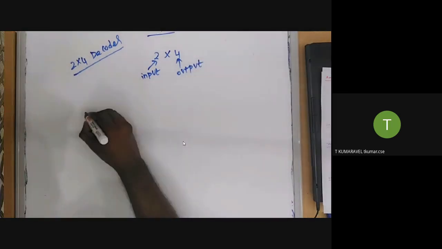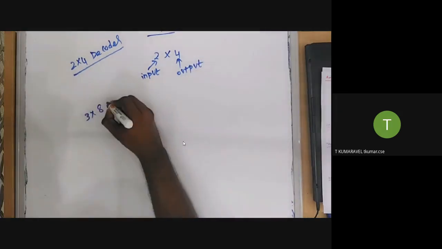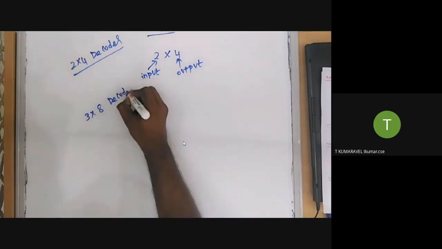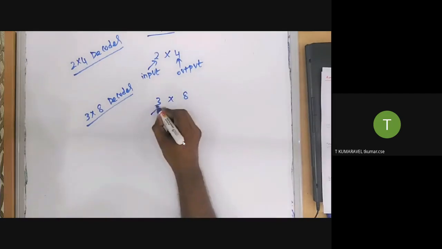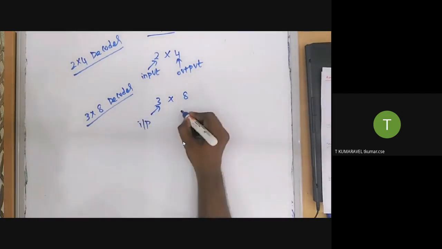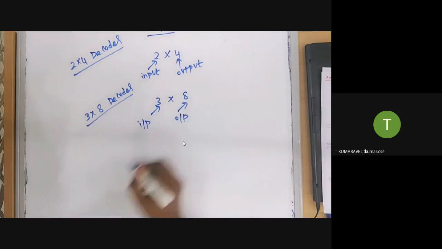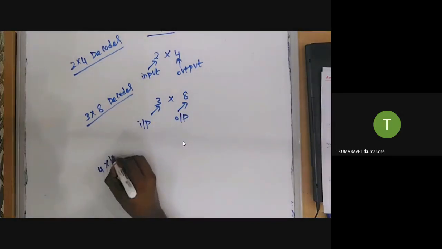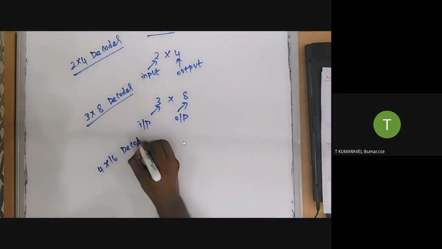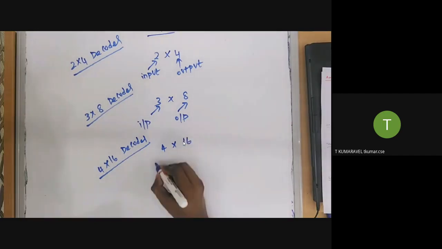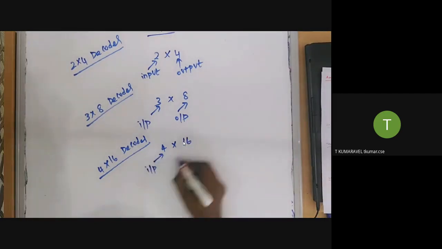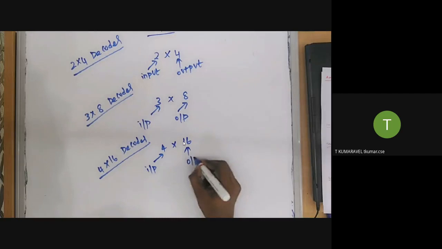Similarly, what is the meaning of 3 by 8 decoder? 3 is input and 8 is output. So what about the 4 into 16 decoder? 4 variables as input, and it's going to generate output as 16 values. That is the meaning.